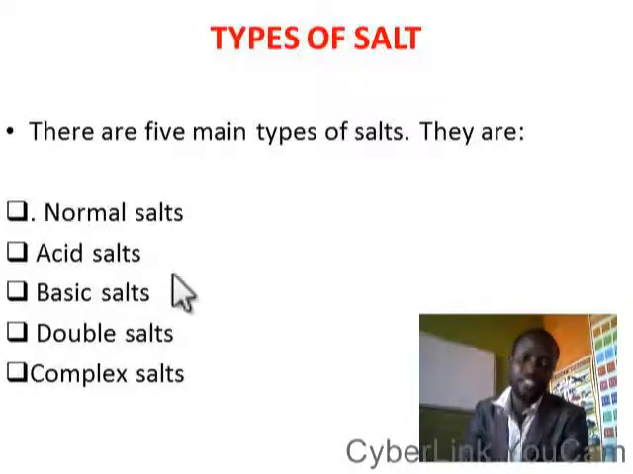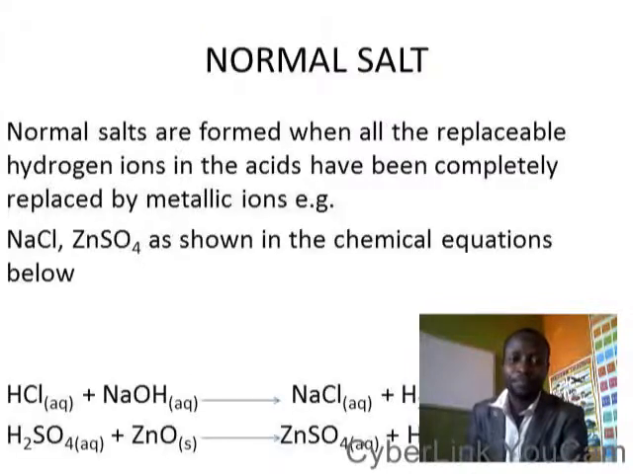If I may ask you this simple question, how many types of salt do we have? Your response will be 5. Mention the 5. Number 1, normal salt. Number 2, acid salt. Number 3, basic salt. Number 4, double salt. Number 5, complex salt. Those are the types of salt we have.